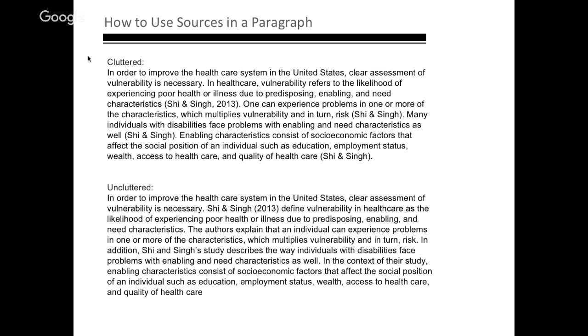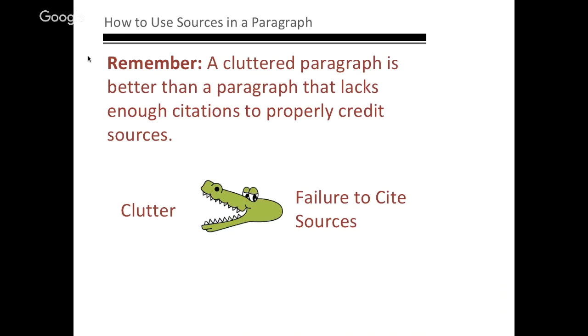Note that this rule starts over with each new paragraph, so if the writer decides to cite the source in a new paragraph later in the paper, she would need to cite the year in the first citation in that new paragraph. There are a variety of ways to use signal phrases to improve readability, as we've discussed, but again, it's important to remember that relying on your own ideas and using your own voice and your own analysis will also help to reduce clutter. But always remember, a cluttered paragraph with many parenthetical citations is still preferable to a paragraph that is lacking enough citations to properly credit the sources.